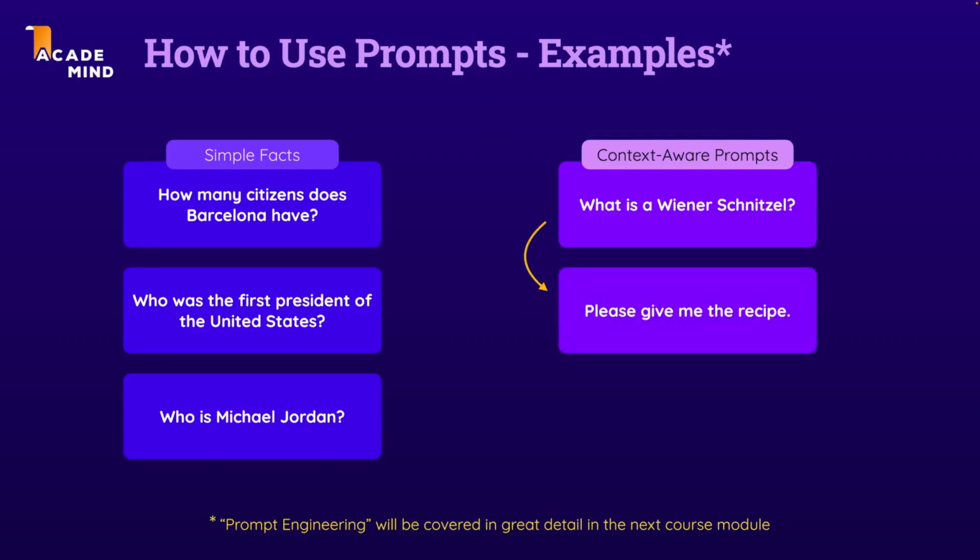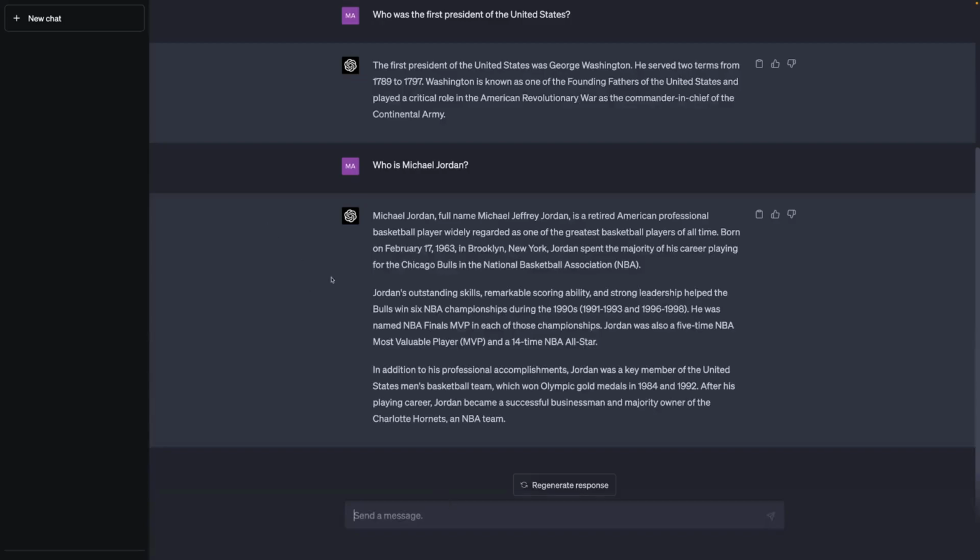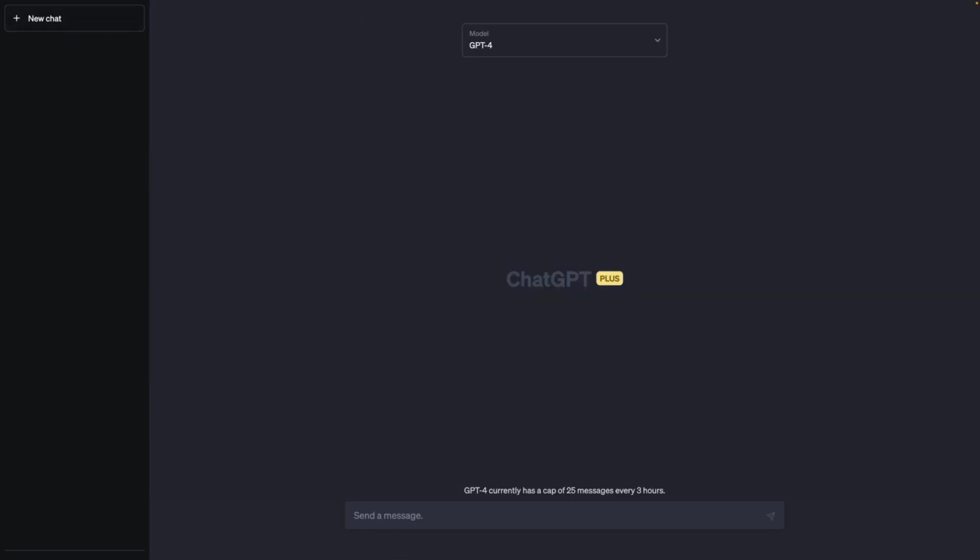We don't mention the schnitzel, but as ChatGPT is context aware, it should know that the recipe refers to the schnitzel. And even more, we could ask afterwards that we need a shopping list with all ingredients for this specific recipe, but as I know that schnitzel contains meat, I bought the meat already, so this is not required. So let's now add exactly these prompts to ChatGPT and let's see what the output looks like. So I'll add a new chat for this. I could also add it in this chat here, but to keep things structured, I'll use a new chat.